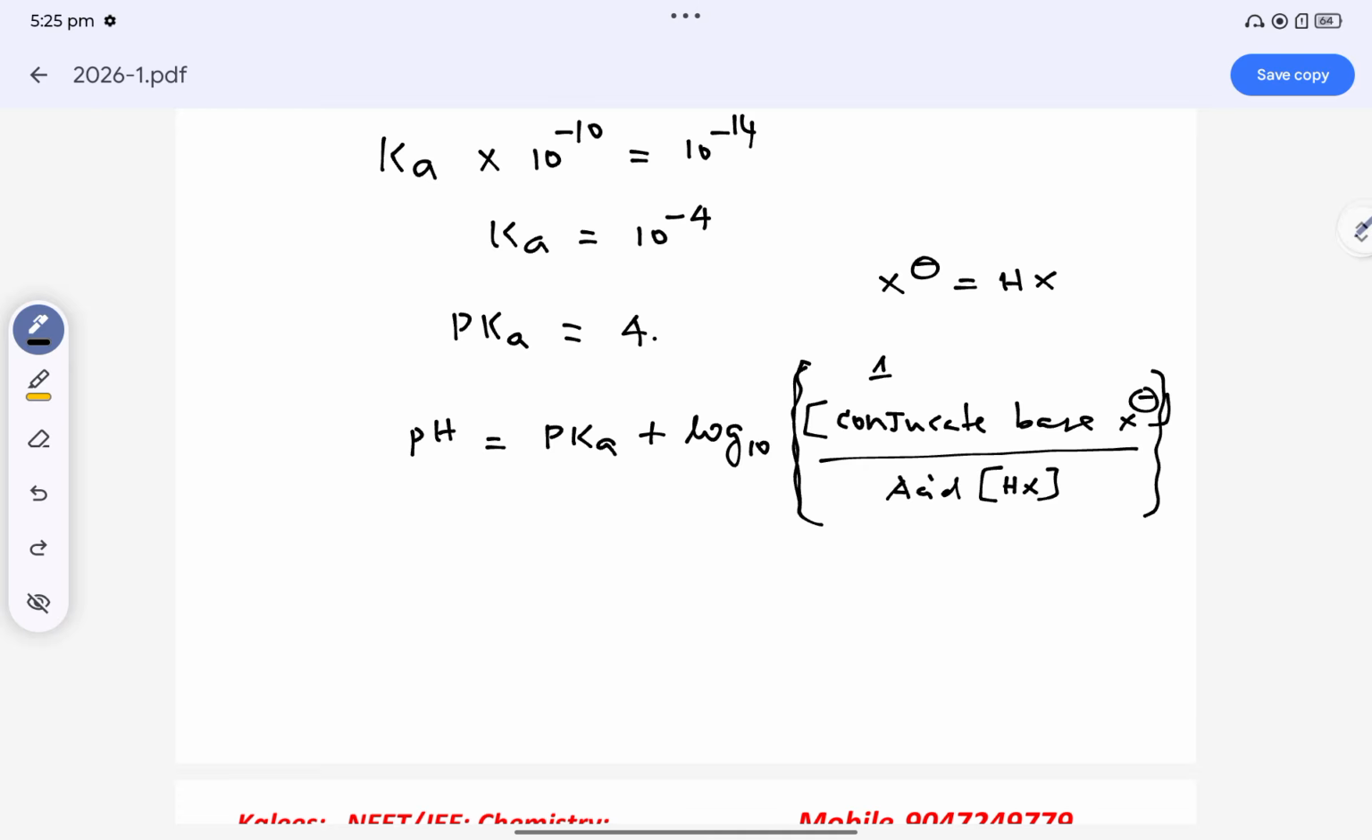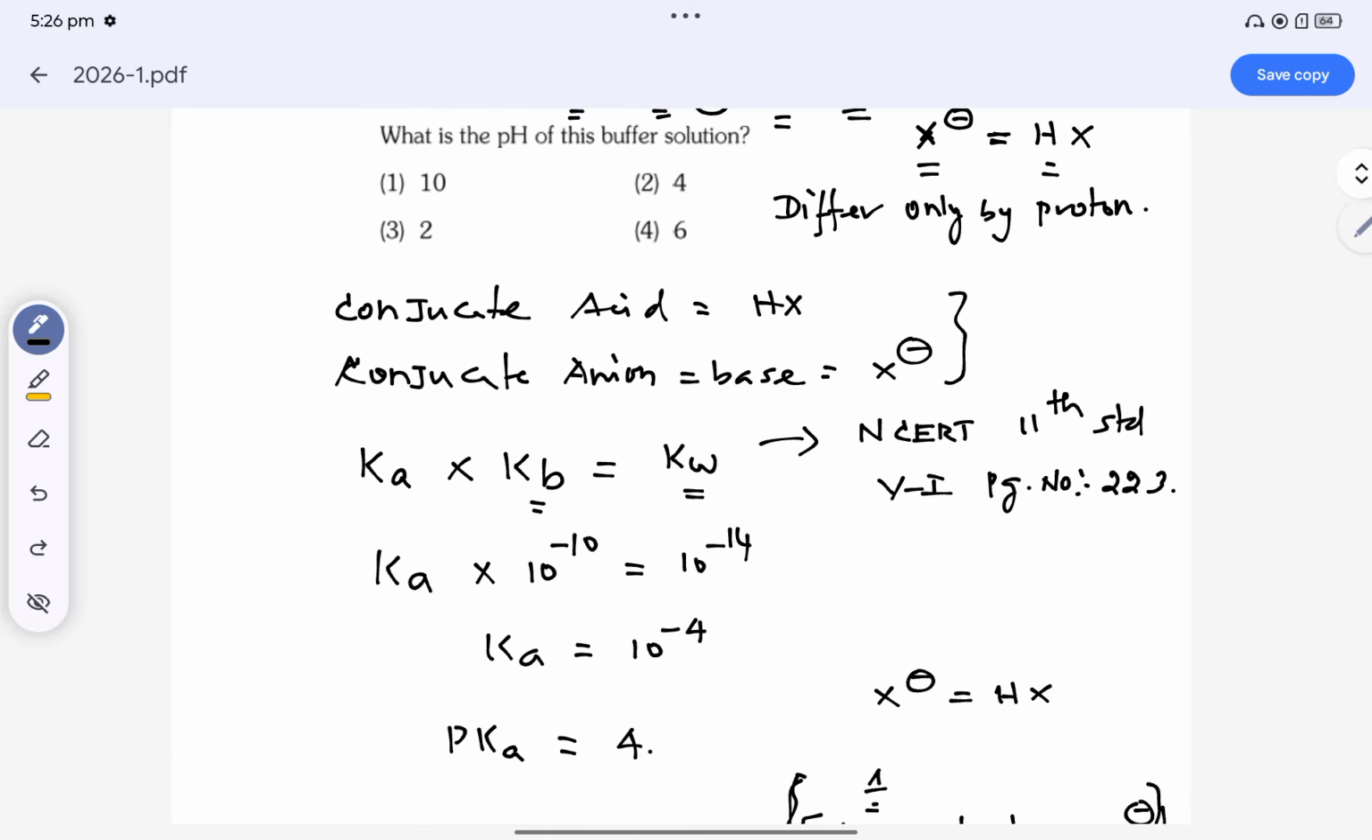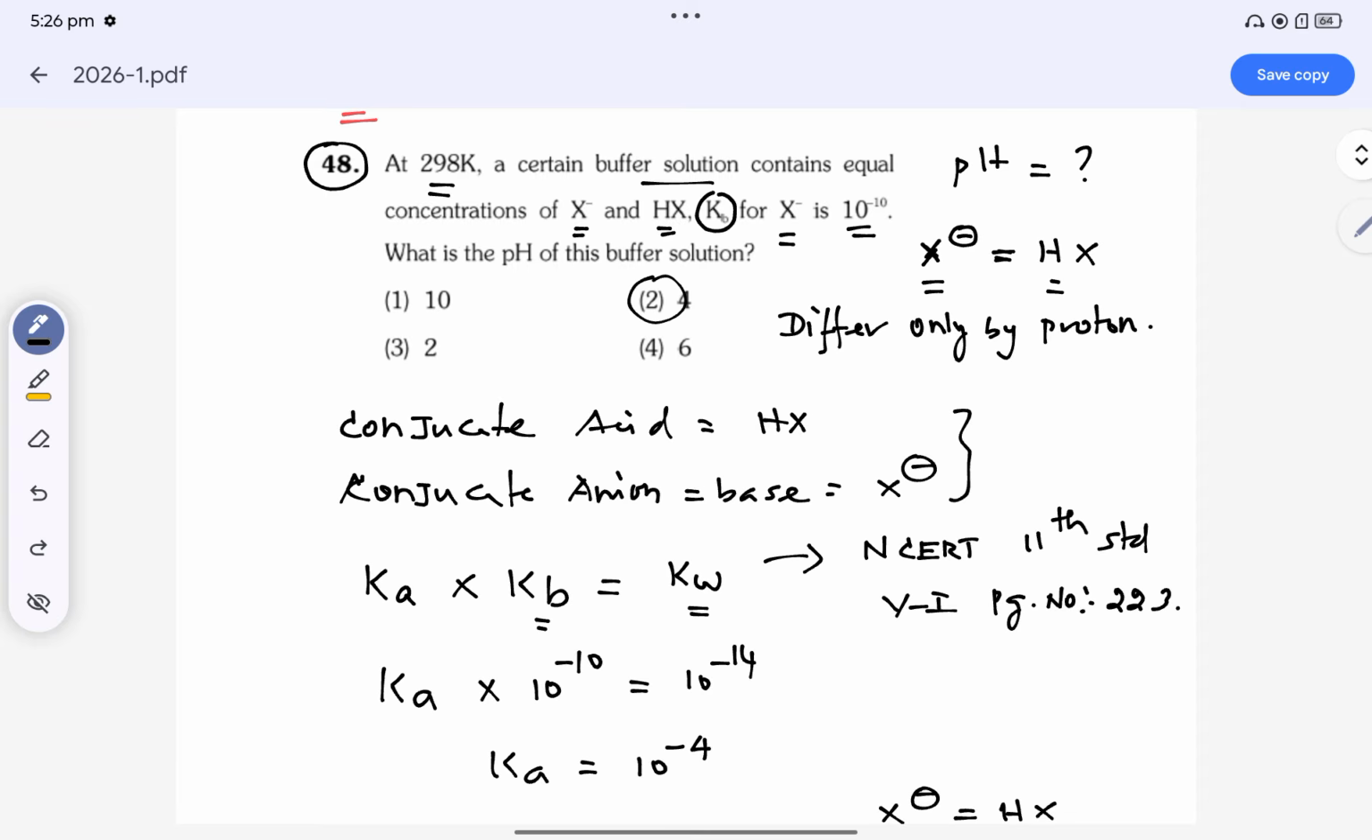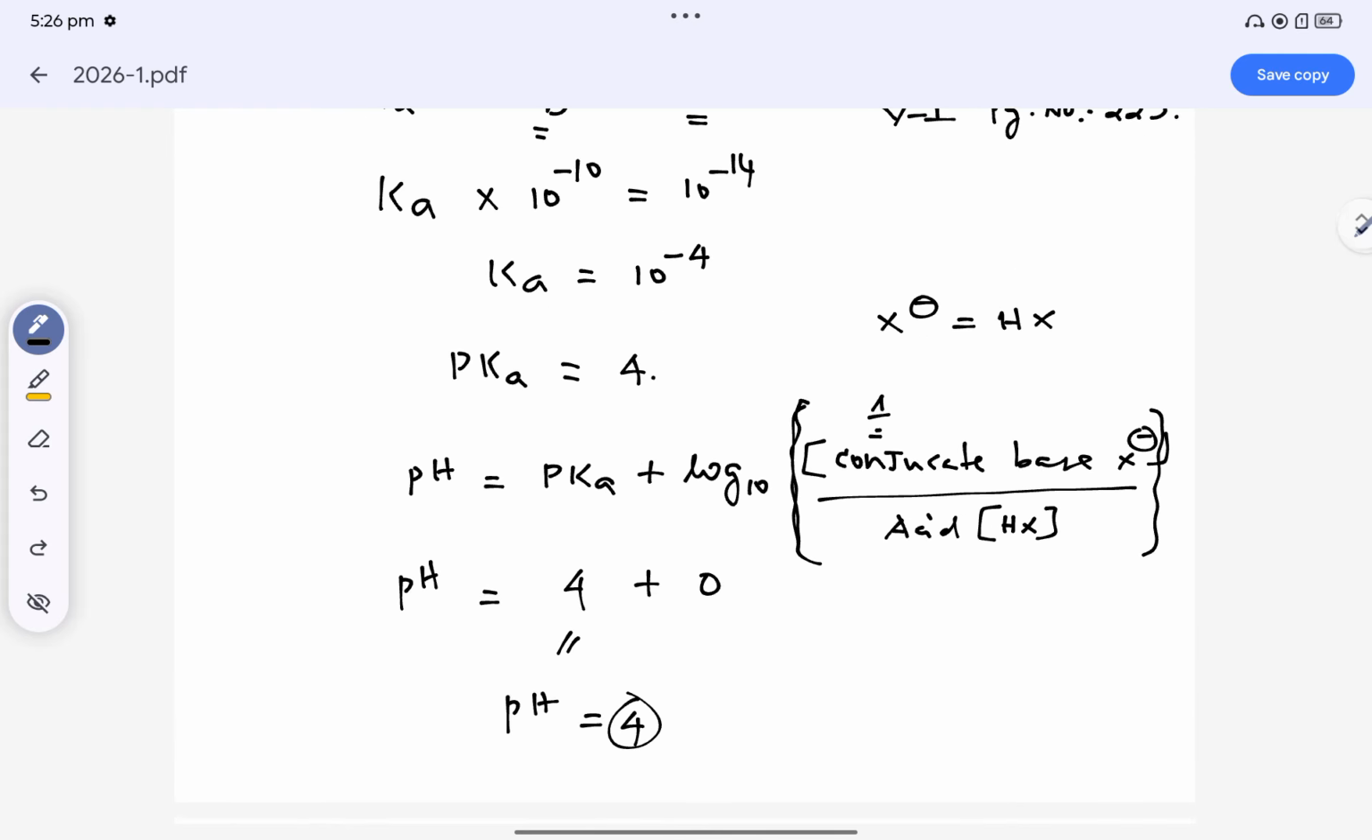The logarithm of 1 is 0. We already have the pKa value as 4, and this term is 0, so pH is calculated as 4. This will be the correct answer. What about the option we have? Option 2 is the correct answer. Clear, my dear students? The next question we will discuss.